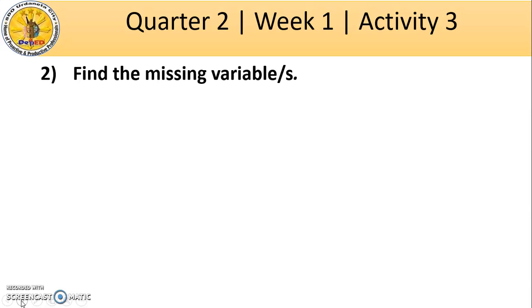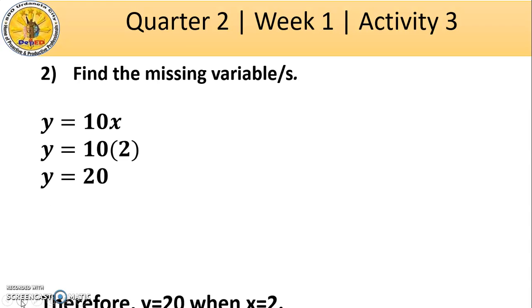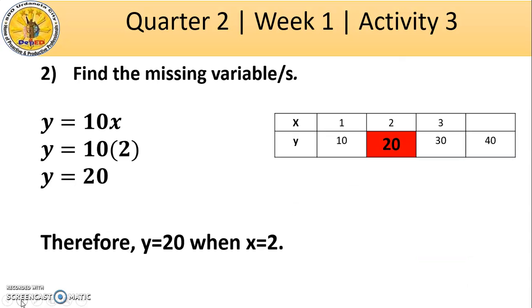is the missing variable or variables. We now use the equation y equals 10x, and we substitute the value of x, which is 2. So we have 10 times 2, so the value of y is 20. So therefore, y equals 20 when x equals 2.